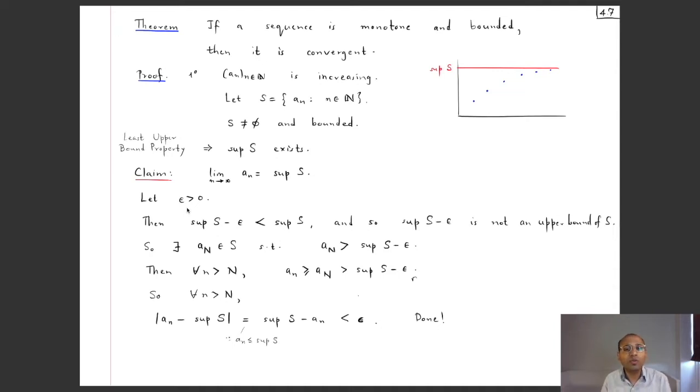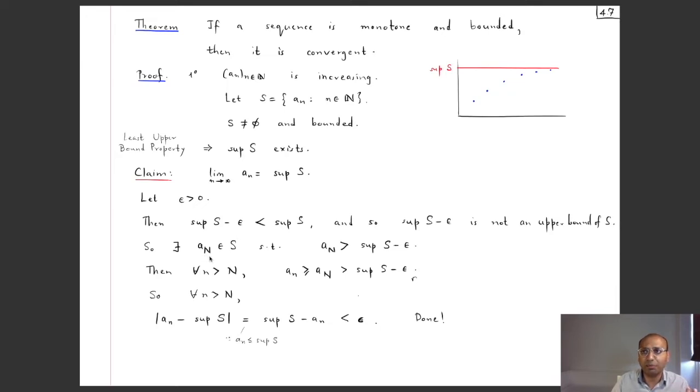So what we do is, given this positive epsilon, suppose you look at the number supremum of S minus epsilon. That's a number less than this least upper bound. So this cannot be an upper bound. Since it's not an upper bound, that means that there must be some element of S which prevents it from being an upper bound.